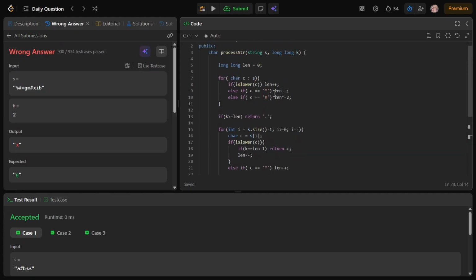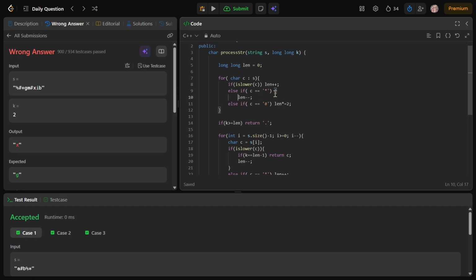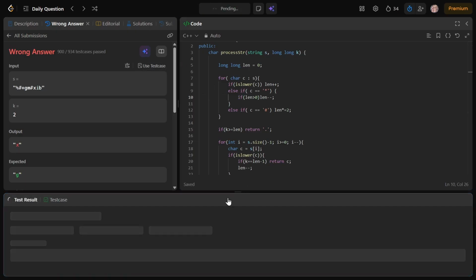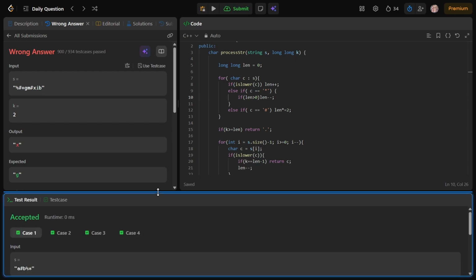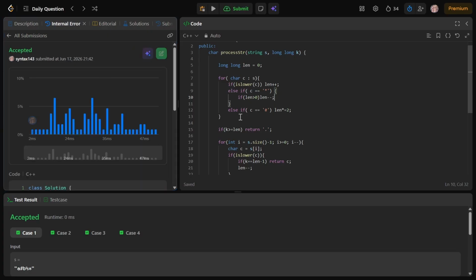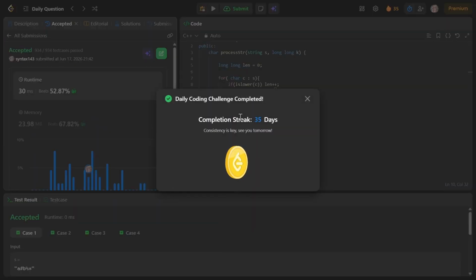Yeah, I think I forgot something. We have to do this only if length is greater than 0, so it should not go negative. Otherwise it's going to get negative. So if we use this test case and see, yeah, this one also passed. Now let's submit the code and see. Yeah, okay, we got a perfectly fine code.